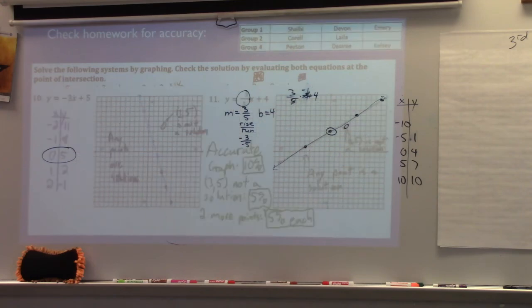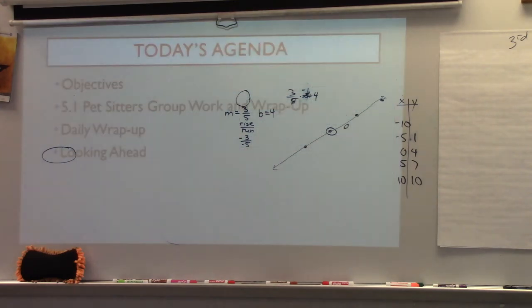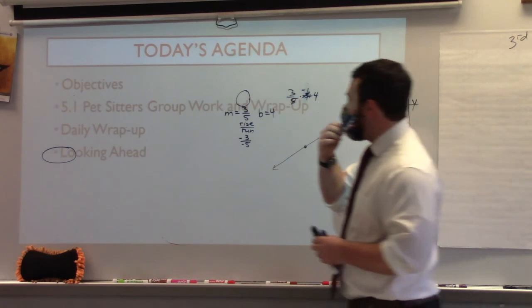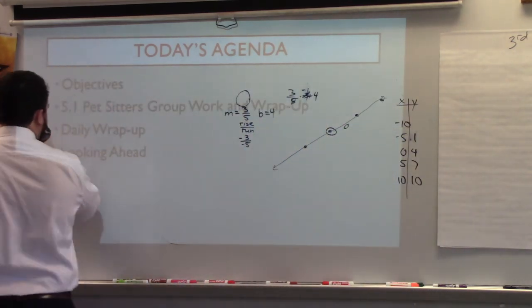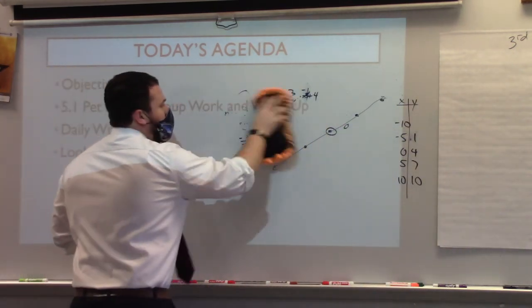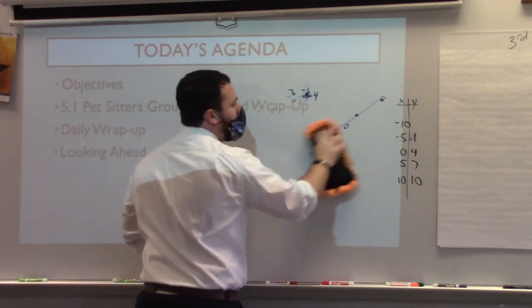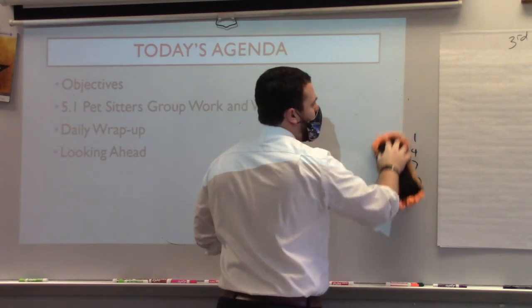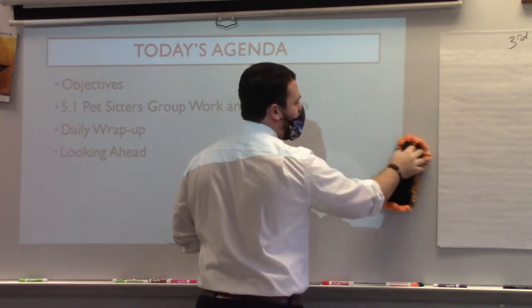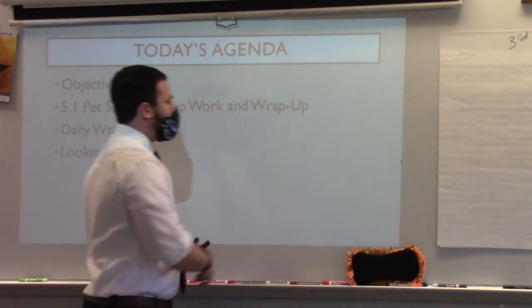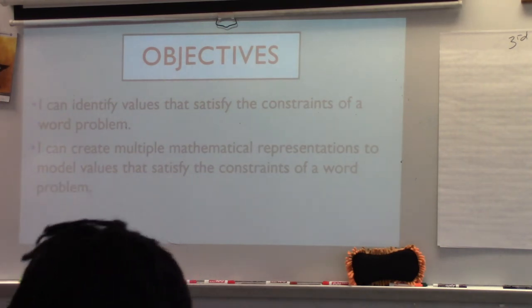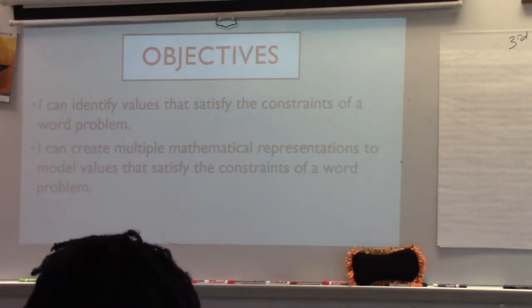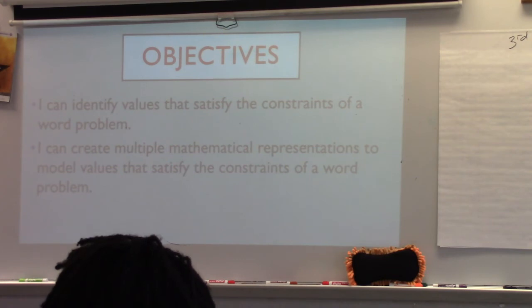So let's get started with today. We're going to wrap up 5.1, the pet sitters group work, and then we're going to have a true wrap-up all together. I'm going to give you all a sheet of graph paper that I want you to record information on when we all come together. But we need to read objectives first, don't we? Keltrick, can I get you to read our first objective for us?